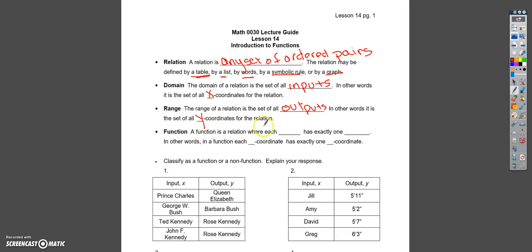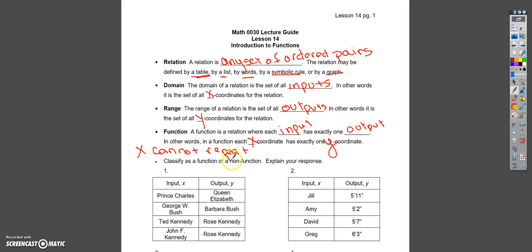A function is a relation where each input has exactly one output. In other words, in a function, each x-coordinate has exactly one y-coordinate. It's much easier to think of when you think that x cannot repeat. If x repeats, it's not a function. So x cannot repeat. Y can repeat as many times as it wants to, but x cannot repeat.